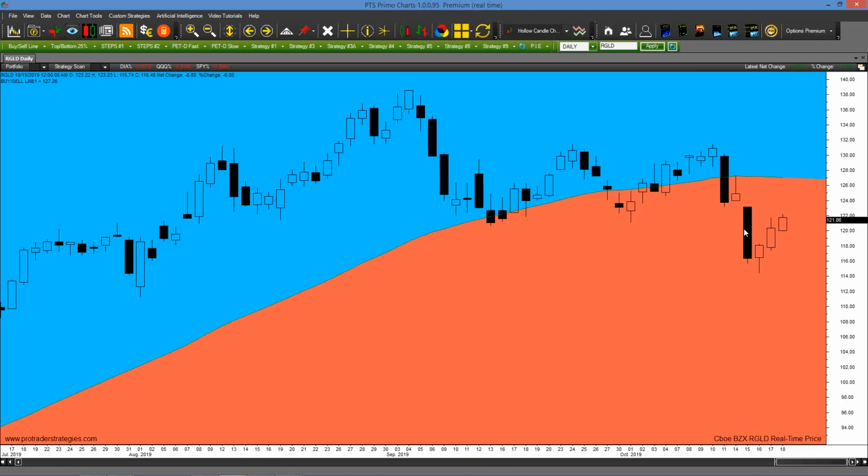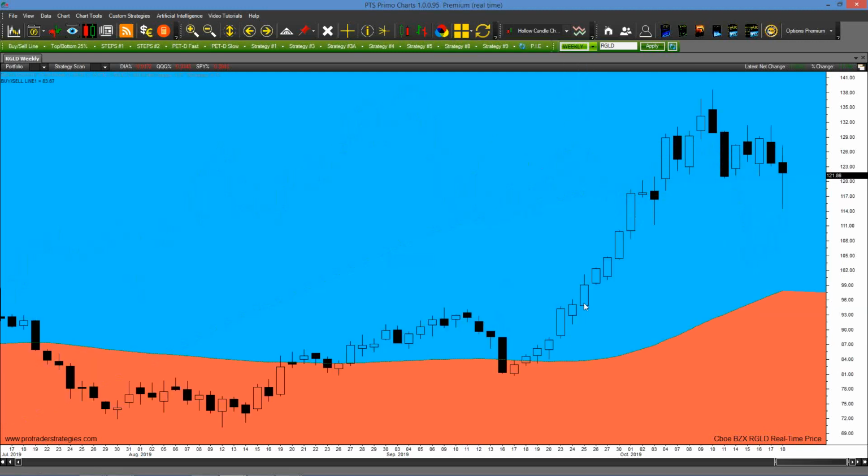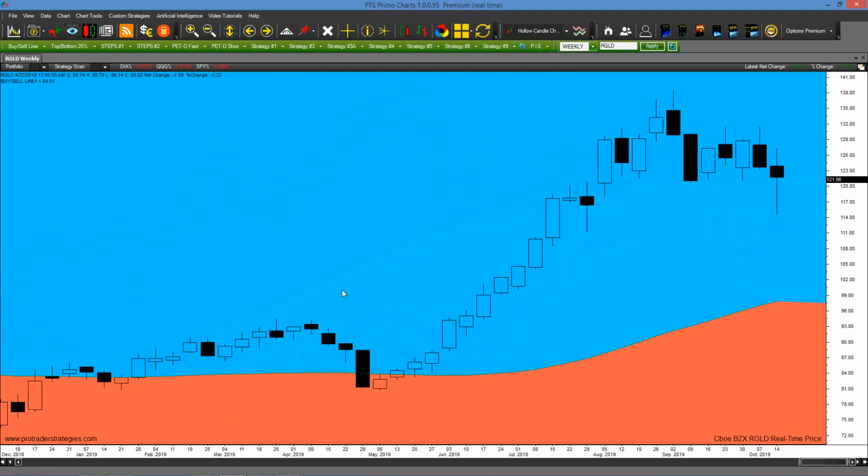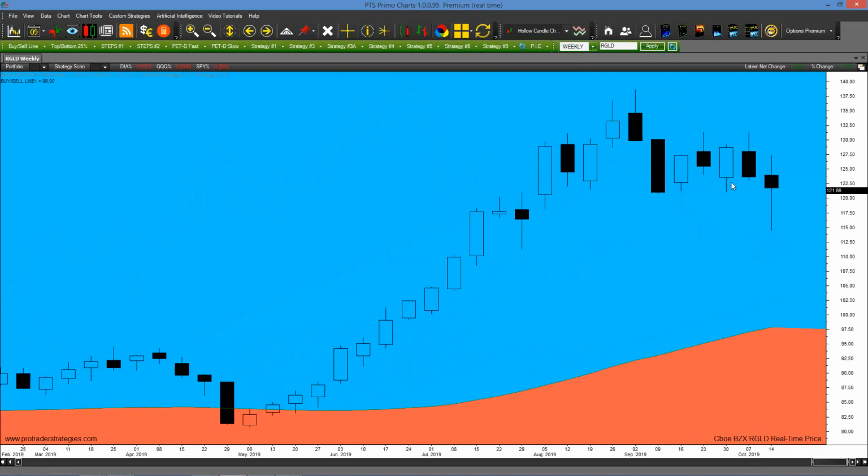Now, if you want to look at a weekly time frame, I know a lot of students say, well, Steve, what about a weekly? This is where students get confused because they say, well, Steve, this doesn't make sense. This is in the blue. Let's tighten this up here. Well, sure, it's in the blue. So this means the overall trend is up.